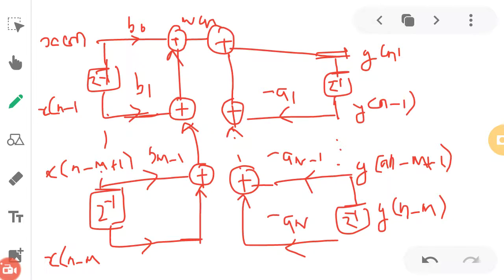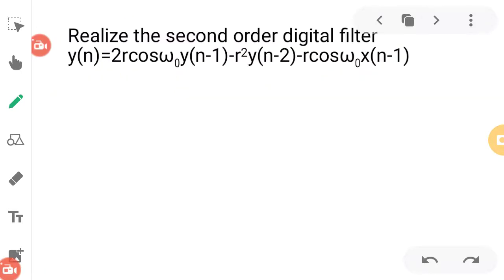Like that, first we have to realize w of n, and then we have to realize y of n, then we have to combine both w of n and y of n. Like that we can find the direct form realization. Okay, now we will see one related problem.